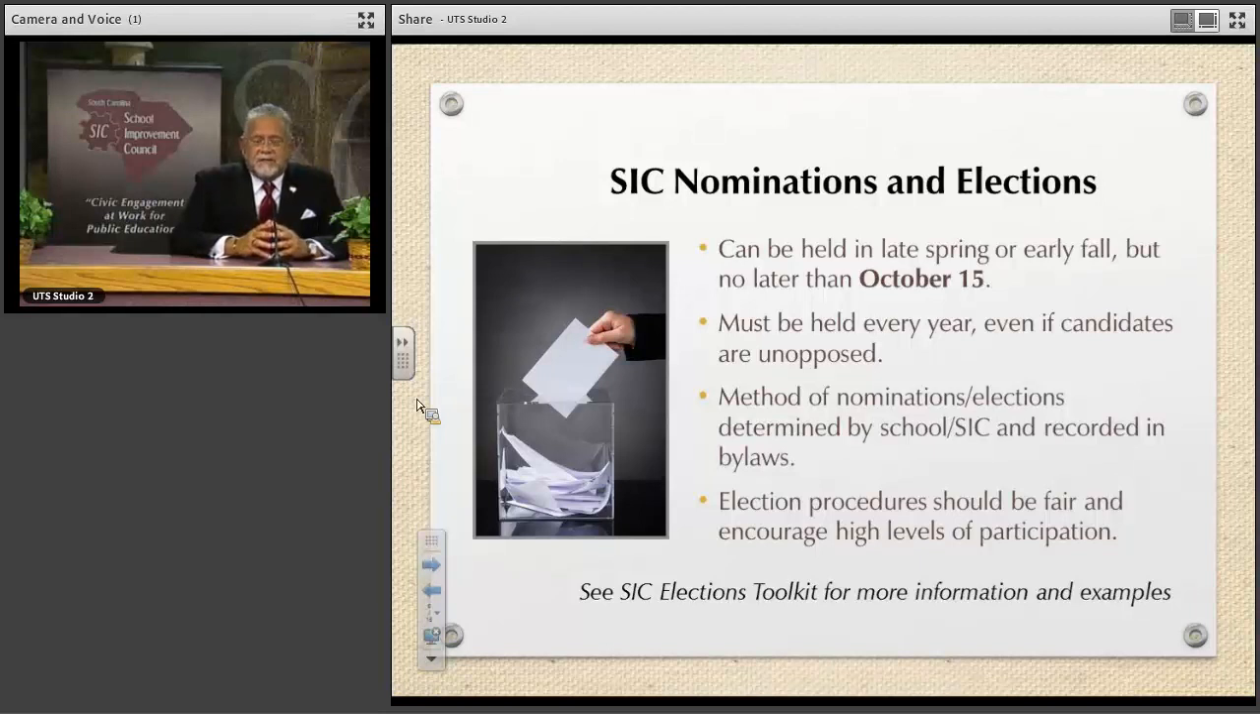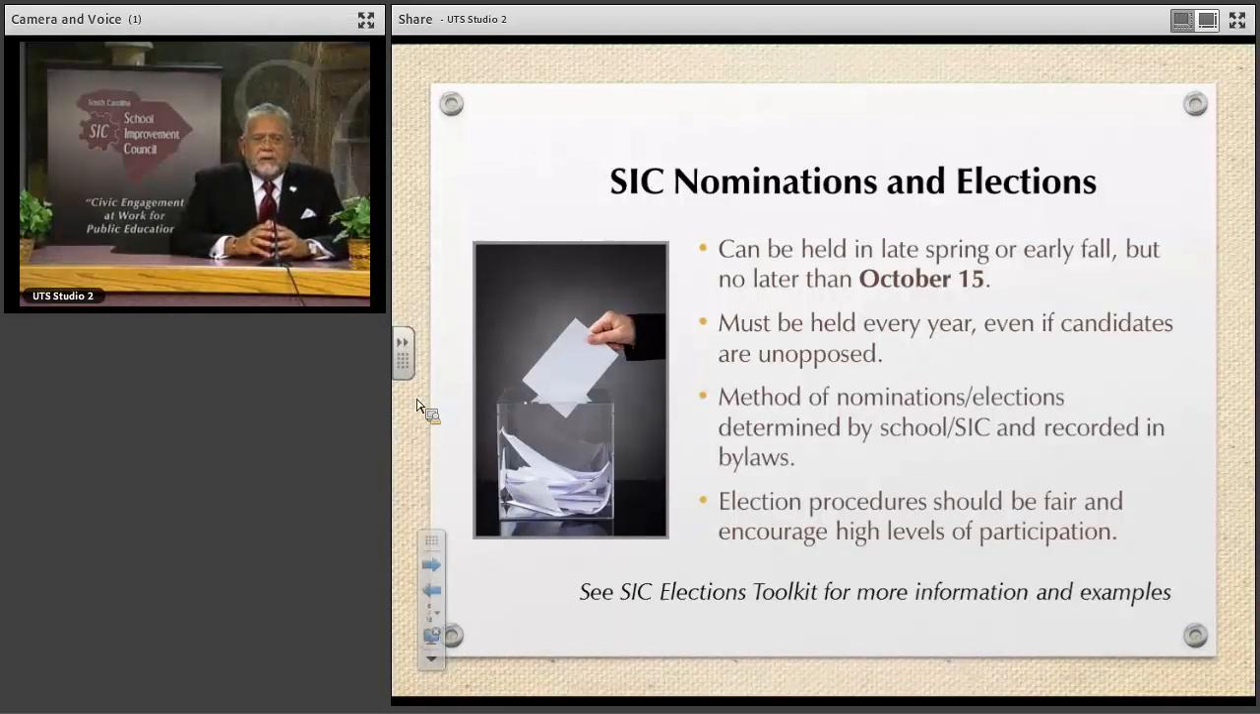If your SIC decides to hold spring elections, it's important that you give those who will be transitioning to your school in the fall an opportunity to participate. Once your SIC finds a time that works well for elections, stick with it and put it in your bylaws.